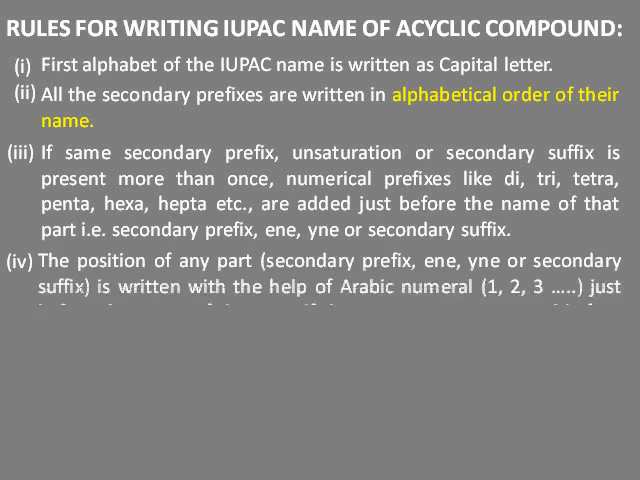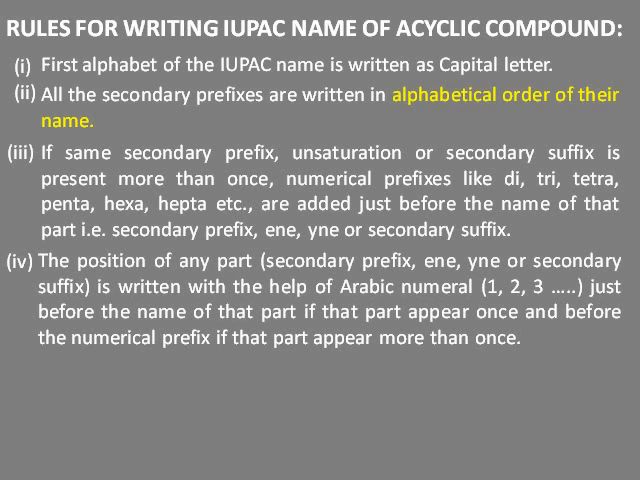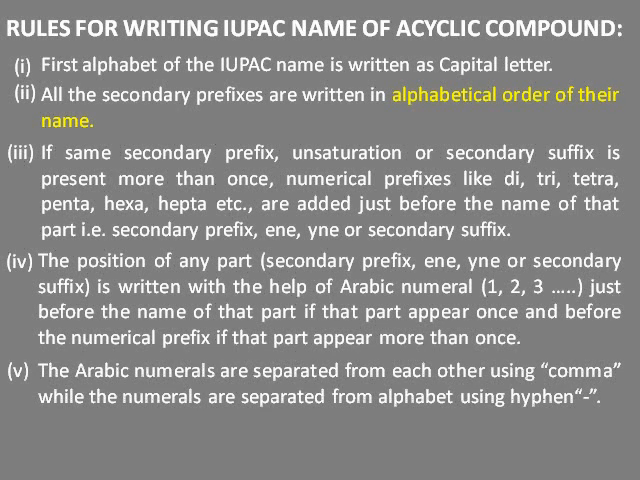4th, the position of any part, whether it is a secondary prefix, ene, yne, or secondary suffix, is written with the help of Arabic numerals 1, 2, 3, etc. just before the name of that part if that part appears once, and before the numerical prefix if that part appears more than once. 5th, the Arabic numerals are separated from each other using commas, while the numerals are separated from alphabets using hyphens.